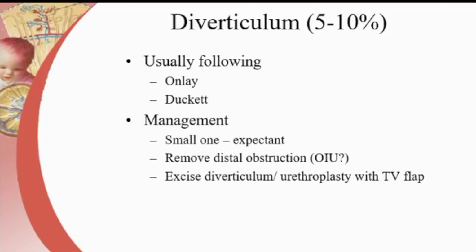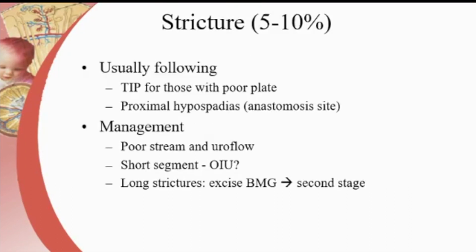Urethral diverticulum is a particular problem following onlay repair or a tubularized repair. It can be a small one. In those conditions, after passing urine they will still have some drops dribbling, but over a period of time it may get better. So a small diverticulum can be managed expectantly. If there is a distal obstruction in the urethra, you can do an optical internal urethrotomy sometimes. A large diverticulum probably needs excision and a urethroplasty with some kind of flap to cover it, to prevent fistula formation.